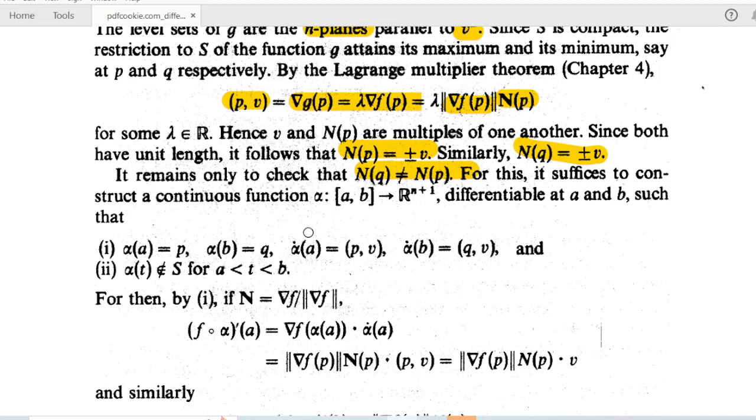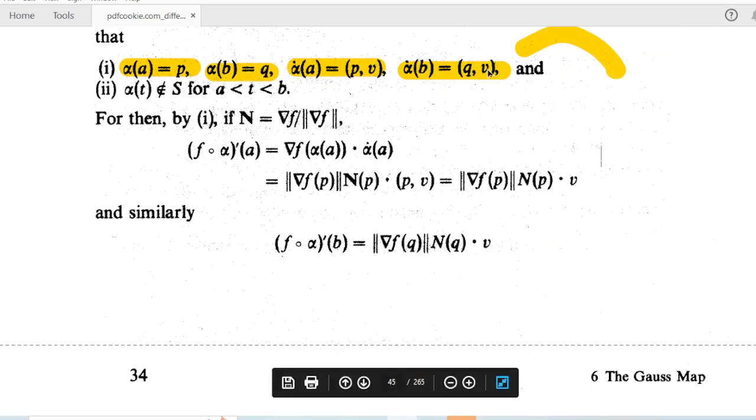So for this, it suffices to construct a continuous function alpha from the closed interval [a, b] to R^(n+1), differentiable at a and b, such that, first, the continuous function alpha passes through the point P. Second, alpha passes through the point Q. That means the value of alpha at the point a is P, and at the point b the value of alpha is Q. If this is our curve alpha, then one point is P and another point is Q. Alpha dot of a is (P, V), and alpha dot of b is equal to (Q, V).